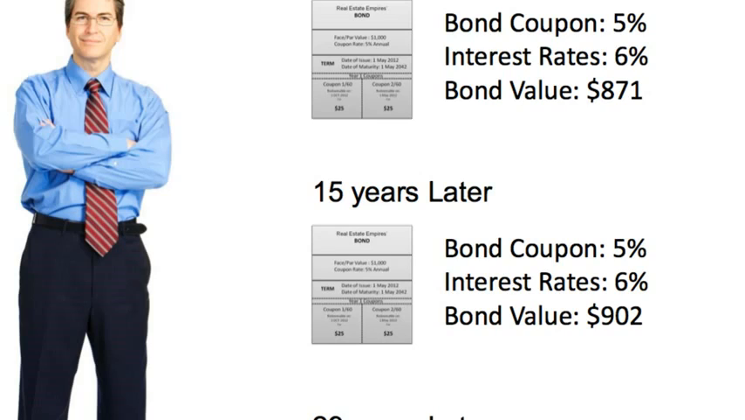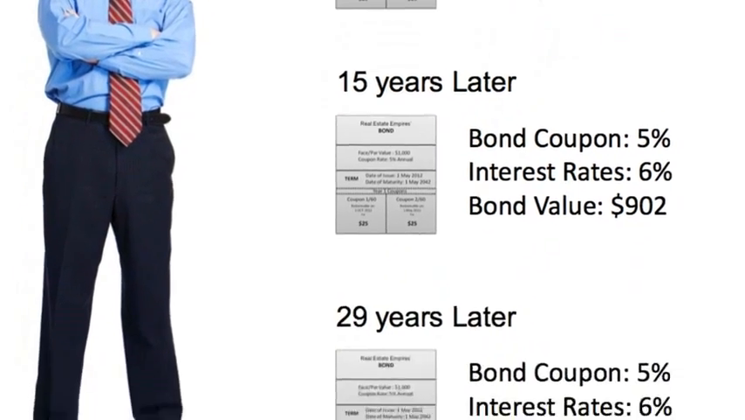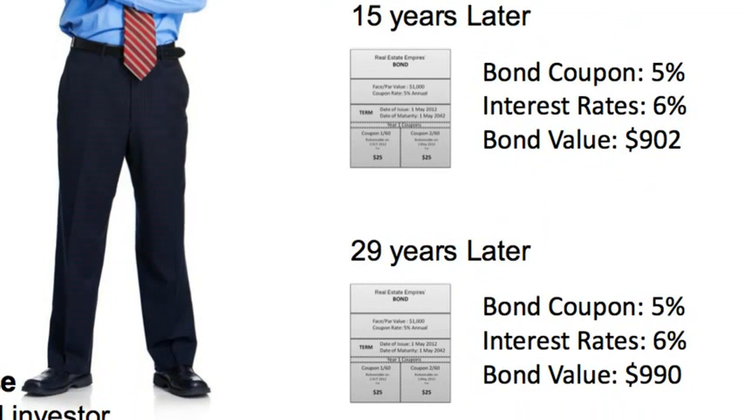But we look at the interest rates and it's still at 6%. But you look at his bond value and it's higher than it was at the 5-year mark. So that's kind of weird. So let's go ahead and look at if he was going to sell this bond at 29 years, meaning there's only 1 year left on the bond before it becomes mature. And let's look at what would happen if those interest rates stayed exactly the same.